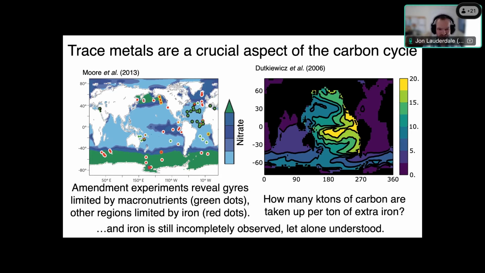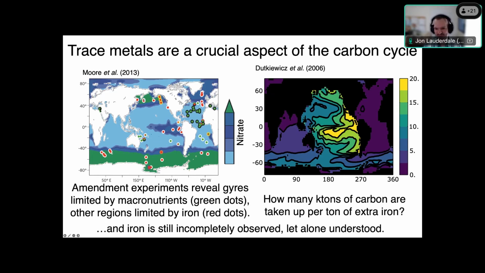Iron limits production over about half of the surface ocean. And so you could think, okay, what if we go to those places and dump a bunch of iron? That could generate a bunch of CO2 drawdown. And you can do that in a model.